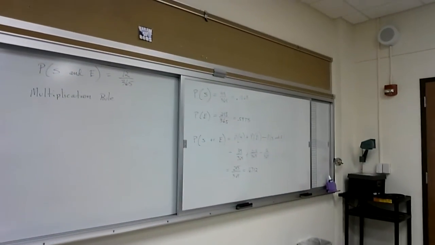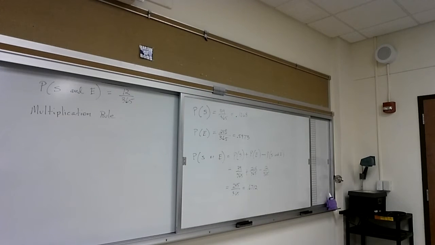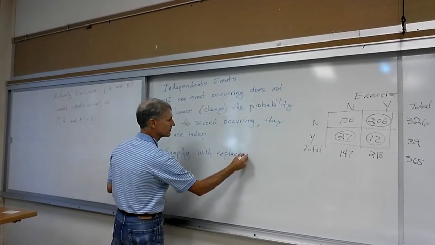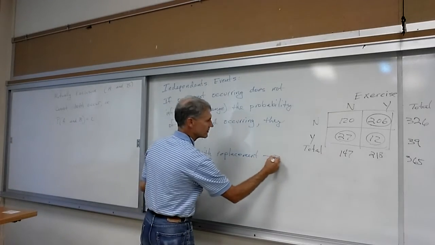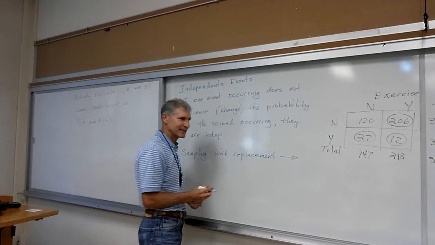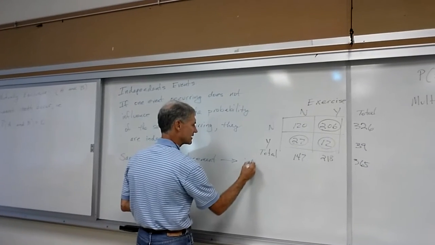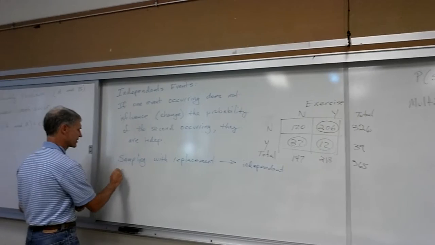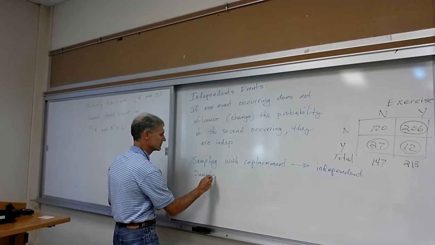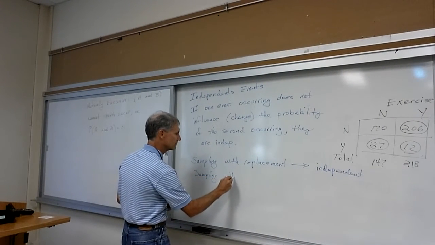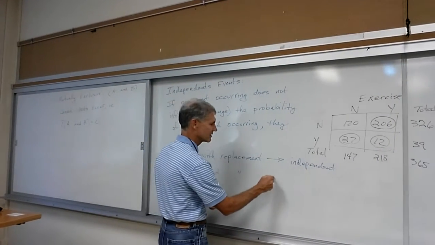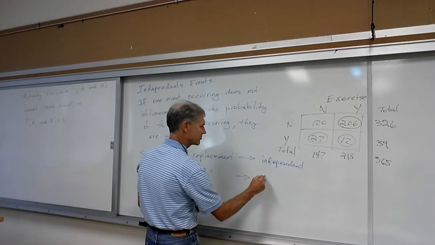So, sampling with replacement leads to independent events. Sampling without replacement leads to dependent events.